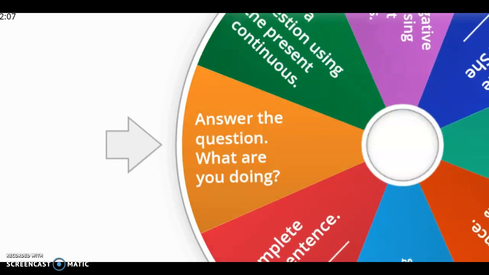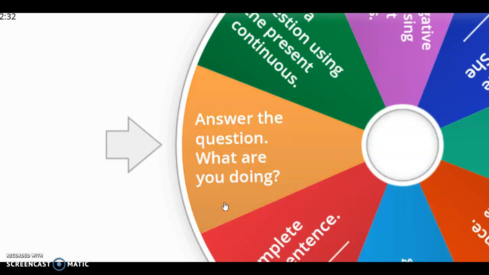So you see, you understand the idea of the activity. You just have to spin the wheel and answer or complete the sentences that they ask you to do. So answer the question, what are you doing? I am watching TV. I am cooking the dinner. I am driving. I am riding my bike, etc. You see? So easy. So with this activity we finish the class.